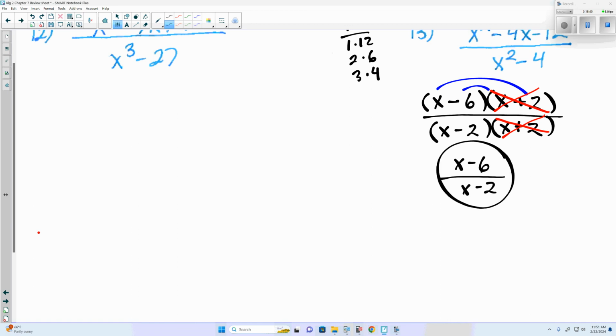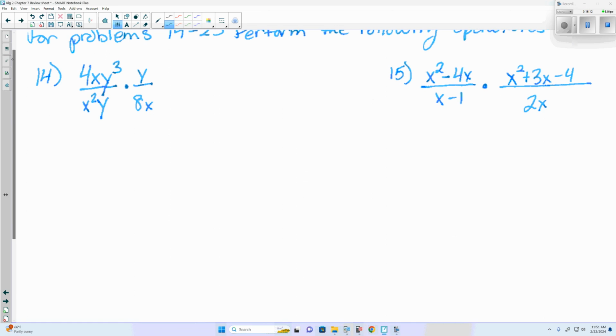x minus 2. Now, we're not going to have to list the restrictions. I'm not going to make you list the restrictions on these here. For addition, subtraction, multiplication, division, you just need to simplify. Perform the operation and simplify. Questions on any of these so far? We're ready for the next one.